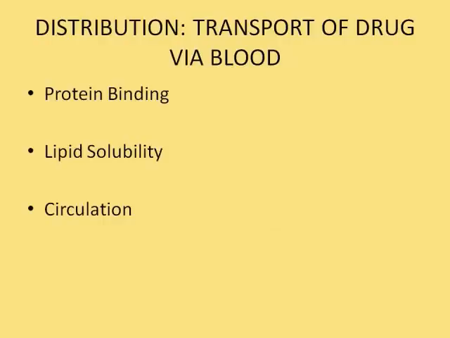Once the drug is in the bloodstream, it needs to be transported to the different parts of the body. Well, three things are going to affect that distribution. That's protein binding, lipid solubility, and circulation. So what we're talking about is drugs that are already in the bloodstream, and what is it that's hampering or assisting this drug to get to the tissues that it needs to get to.